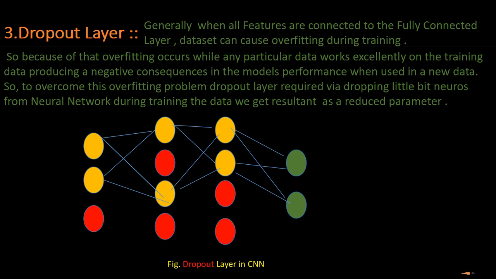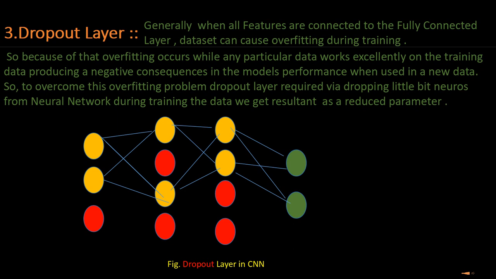Now we will talk about the dropout layer. Generally, when all features are connected to the fully connected layer, the data set can cause overfitting during training. Overfitting occurs when a model works excellently on the training data but has negative consequences on the model's performance when used on new data. So we can say the training data is overloading.